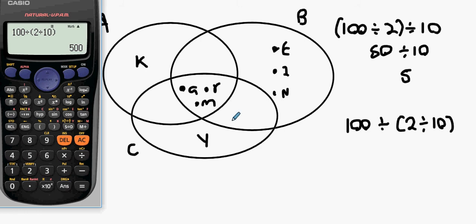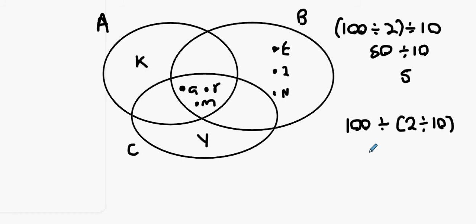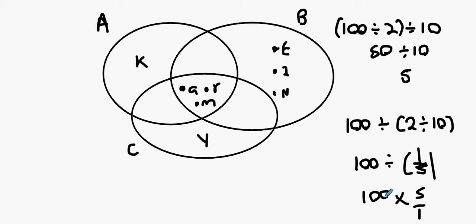2 divided by 10 is a fifth. 100 divided by a fifth: turn it upside down and multiply like you did in first year. 5 over 1 multiplied by 100 is 500. Everybody got it? Do you see the position of the brackets changes the answer? Would you agree with that? See the way there were different answers? That means it's not associative.